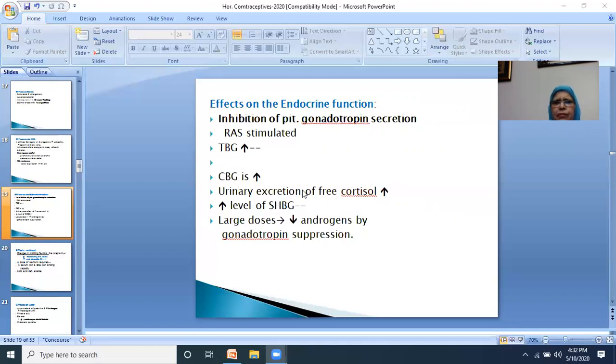There are a few changes in the adrenal medulla and the adrenal cortex also. Urinary excretion of free cortisol is increased. There is increased level of sex hormone binding globulin, so the free level of androgens is low. Large doses can decrease androgens by gonadotropin suppression.